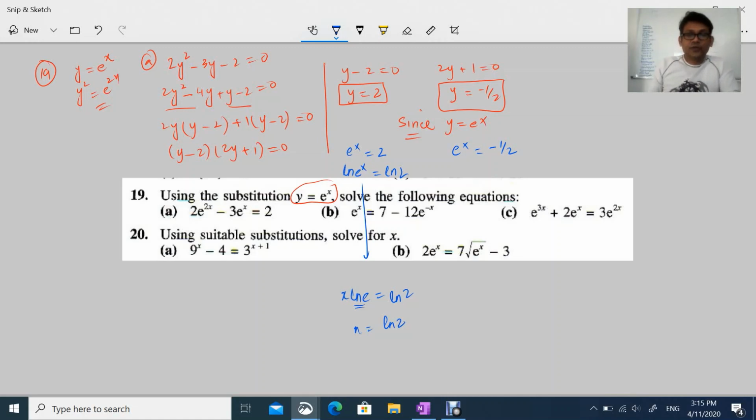Sometimes you can write by requirement, normally we give the answer in 3 significant figures. So ln 2, you can also leave the answer like this in the ln form, there is no problem. 0.693, and we have done it. Okay, moving to next part, when I apply ln both the sides.